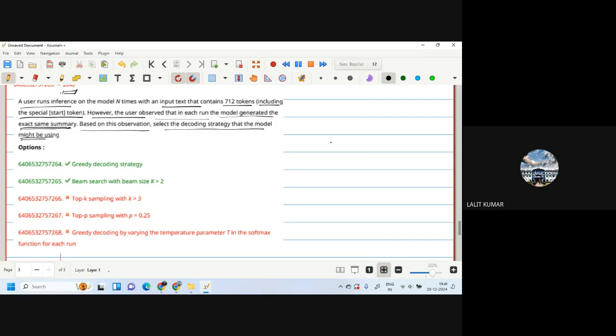If we see the case of sampling, they don't work, and by varying the temperature also, we get different outputs. So only the greedy decoding strategy and beam search with beam size K greater than 2, we will get the same output. So these are the only two. Any question on this? Any discussion on this?